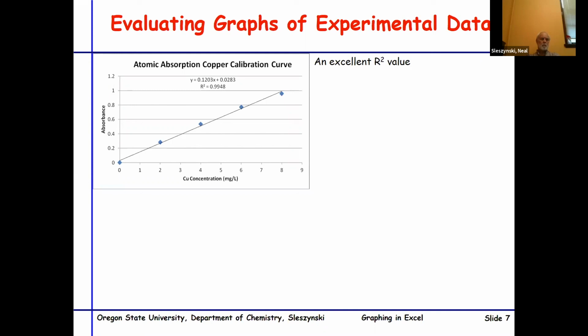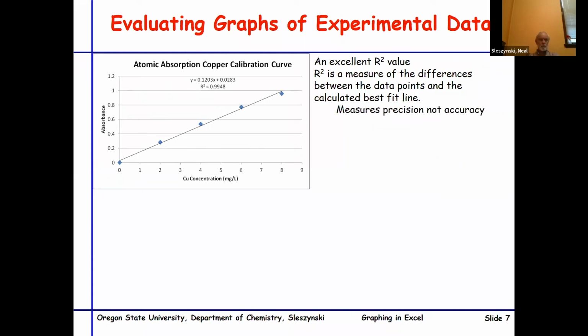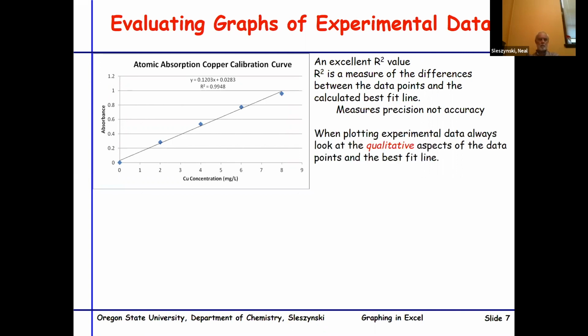Certainly for any of the data generated in 324, you should expect a minimum of 0.99 for your r-squared value. The closer to 1, the better the linear relationship between the independent and dependent variables. But we need to understand that r-squared is a measure of the differences between the data points and the calculated best fit line. It's a measure of precision, not a measure of accuracy.